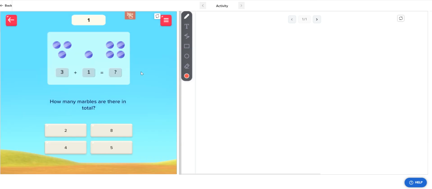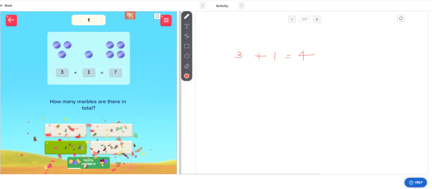How many marbles are there in total? Let's count, okay? I have 1, 2, 3 marbles first. I am using the plus sign, that means I'm adding 1, right? How many do I have total now? 1, 2, 3, 4. So what will be my answer? 3 plus 1 is equal to 4, right?